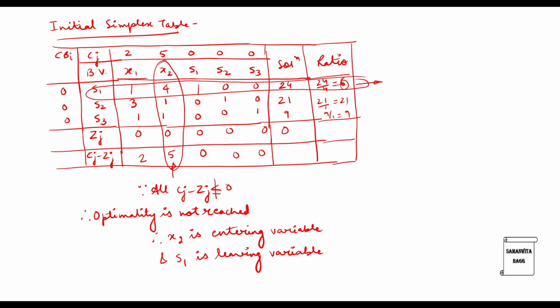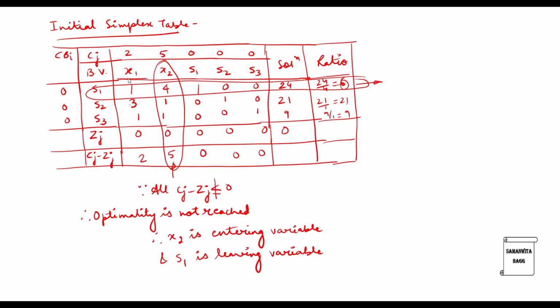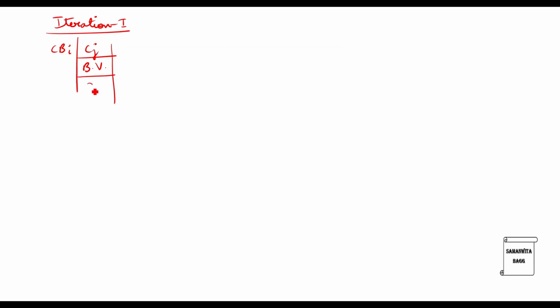What we have got now is the initial solution. Now we will be using this to calculate iteration 1. So I'll write down iteration 1. Again we will start drawing the table. CBI, Cj, basic variable. Here instead of S1, I'll write x2. So this is x2, S2, S3. The other two are not going to change. The value of the coefficient of x2 is 5 and these two are 0 in the equation of Z.